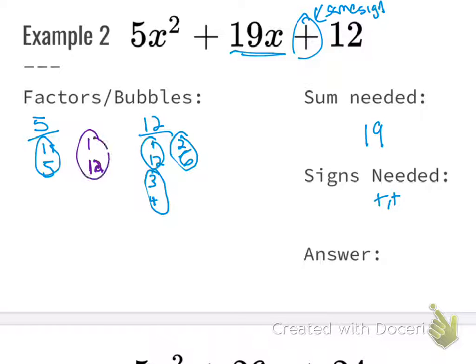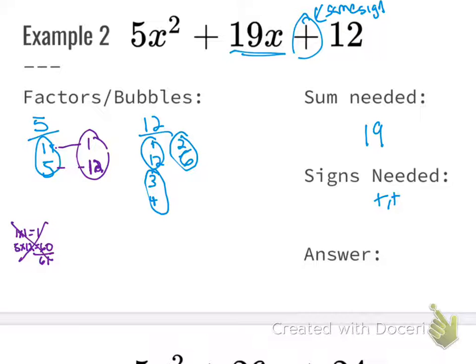And now we're going to test it. So we have 1 times 1. 1 times 1 is 1. 5 times 12 gives me 60. 60 plus 1 is 61. That is not going to give me that 19. So I know this one won't work.